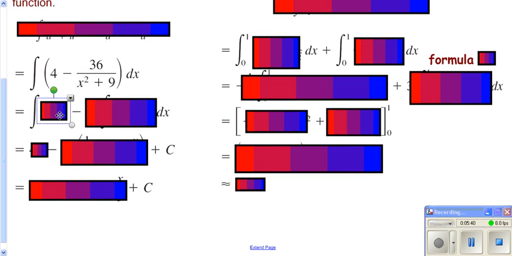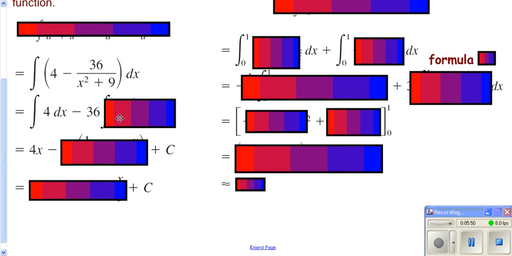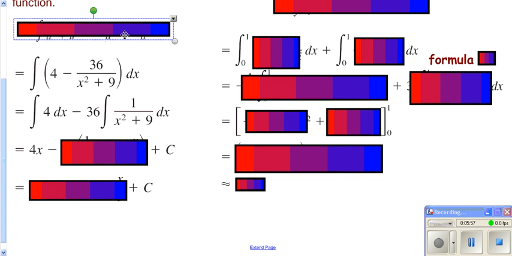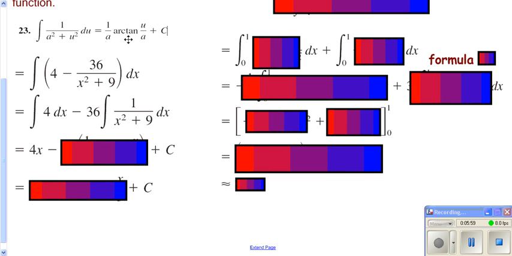Integrate your 4. That's not too bad to do, and you just get a 4x. Here, you got a 36 over this. Well, you could pull that 36 out. Now what we have right here is just like what we had in the last problem, so you know that is just your arctangent formula that we were just dealing with.